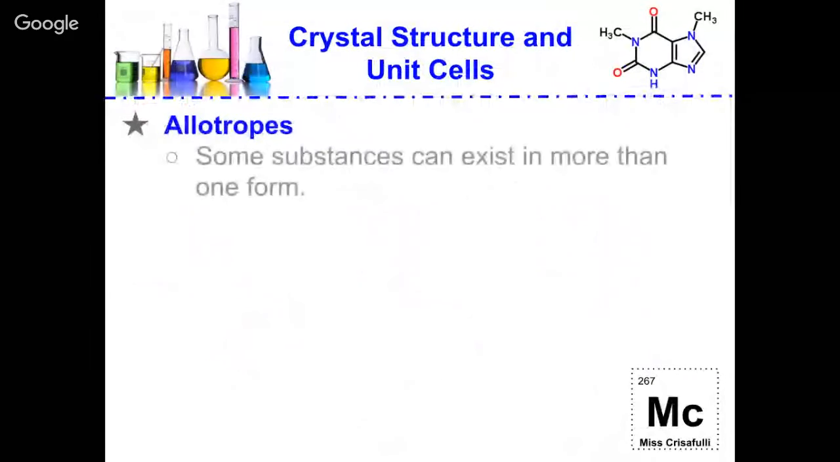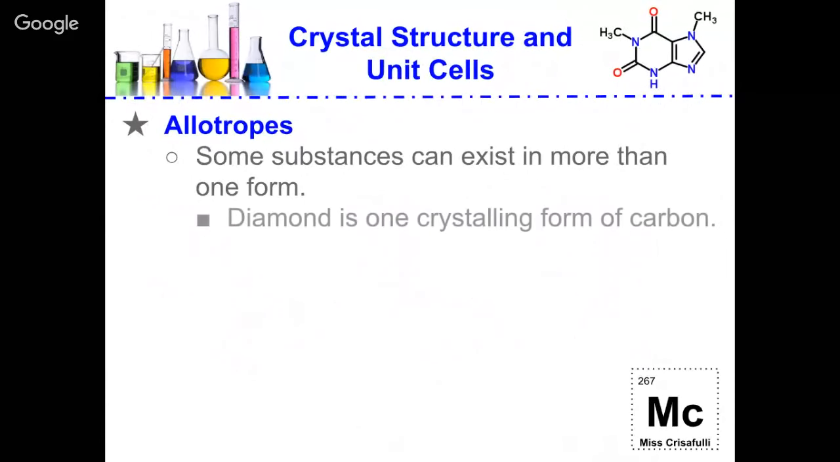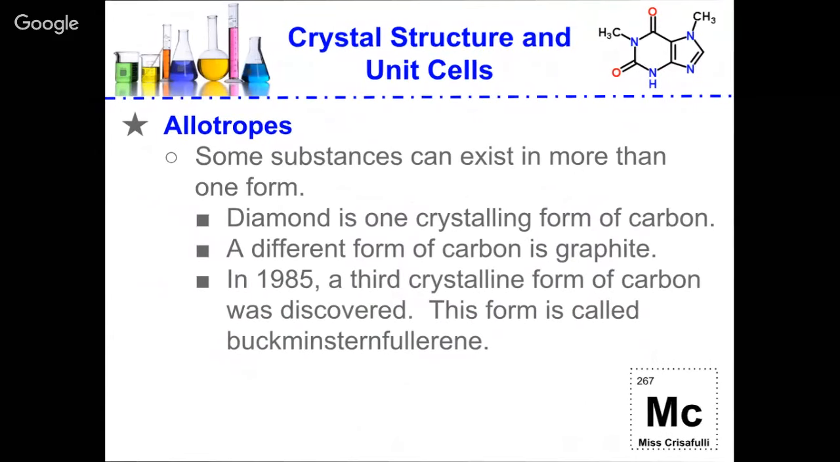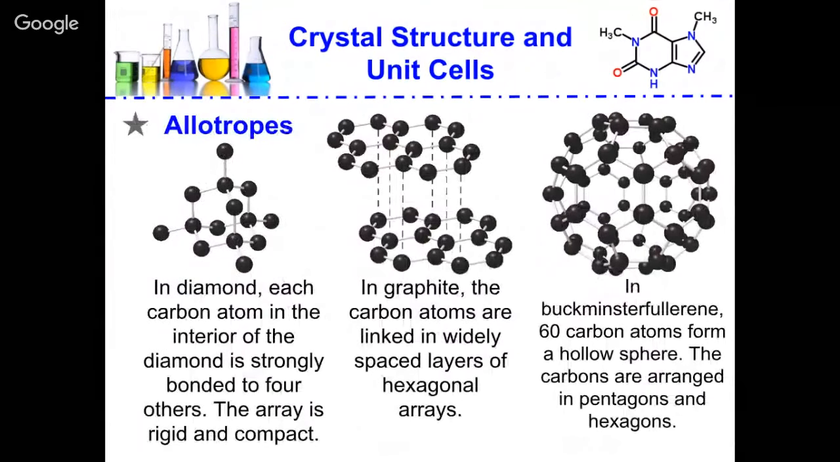Now let's talk about allotropes. Some substances can exist in more than one form. Diamond is one crystalline form of carbon, a different one is graphite, and the third is called Buckminsterfullerene. In a diamond, each carbon atom in the interior is strongly bonded to 4 others. That's why diamond is so strong. Graphite, on the other hand, is linked with widely spaced layers of hexagonal carbon rings. And in Buckminsterfullerenes, you have 60 carbons that form a hollow sphere. The way the carbons bond in all 3 of these allotropes gives each structure different properties.